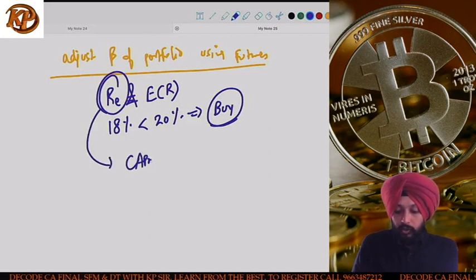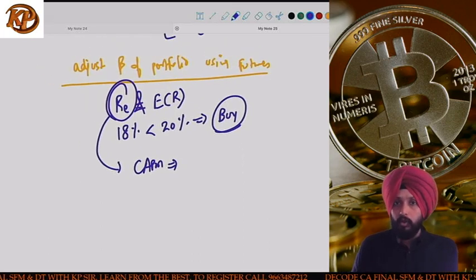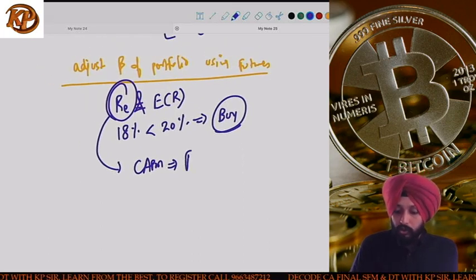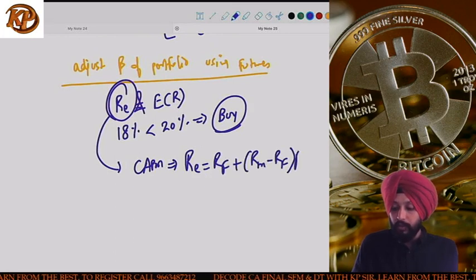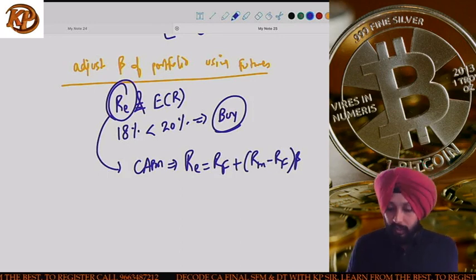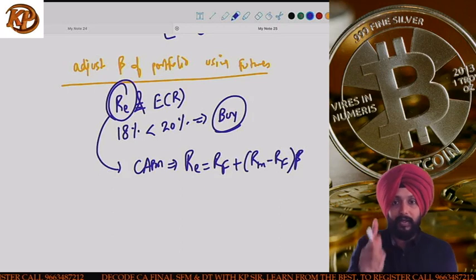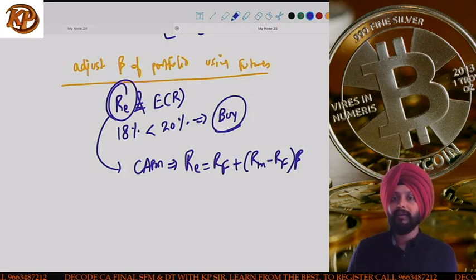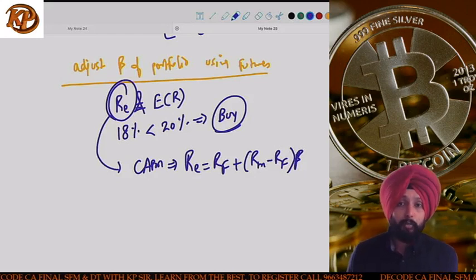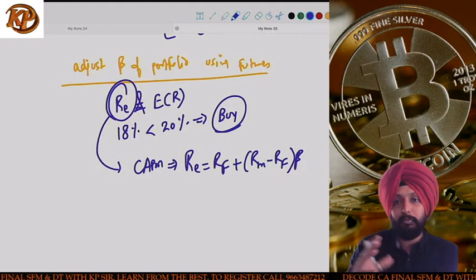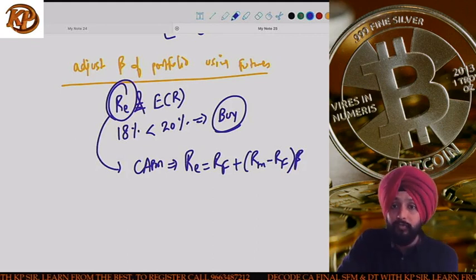For calculating RE, we use a very popular model called CAPM, that is capital asset pricing model. What is the capital asset pricing model equation? RE is equal to RF plus (RM minus RF) into beta, where RF is equal to risk-free rate. Keep listening carefully. The risk-free rate is the rate which we expect from government securities, because investing in government securities is the safest investment anybody can do, as there is no risk of default in this.